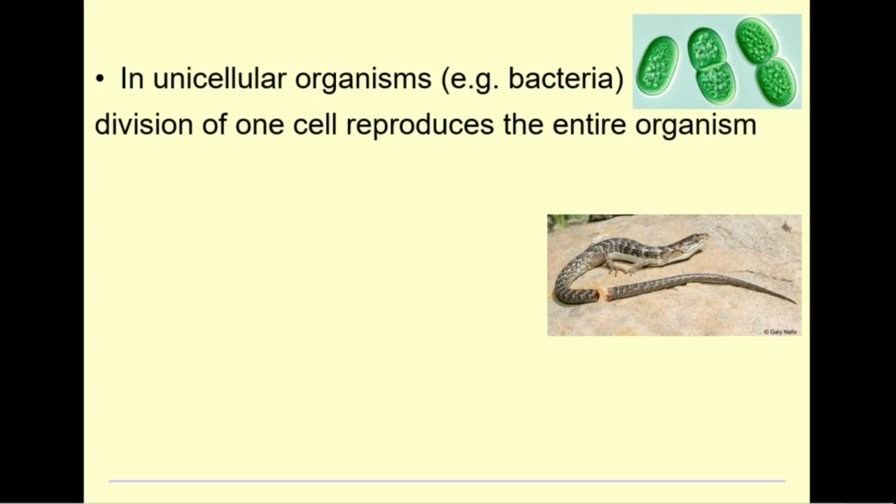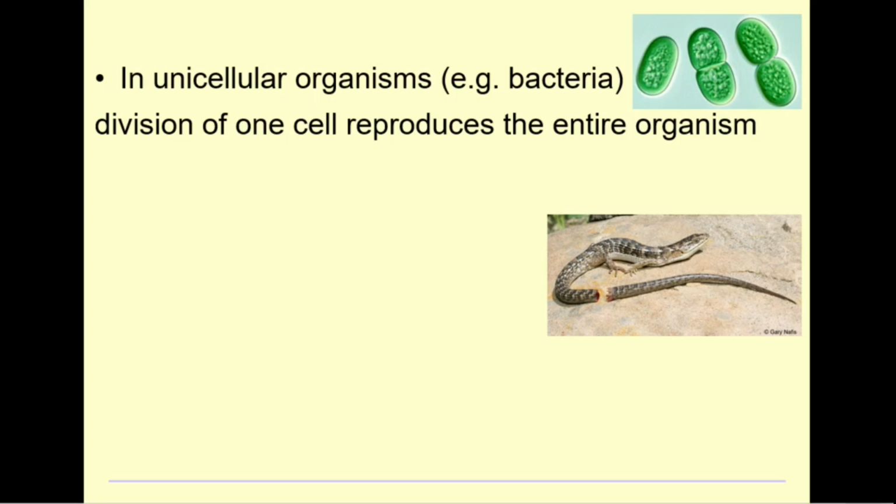In unicellular organisms, so if we look at single-celled bacteria, for instance, when one organism divides, you get an entirely new organism. And this is through a process called binary fission. So you can see up in the top right-hand corner here, this is a bacterium, and then it goes through this process of division, this process of binary fission. And then once it's complete, you now have two complete organisms.